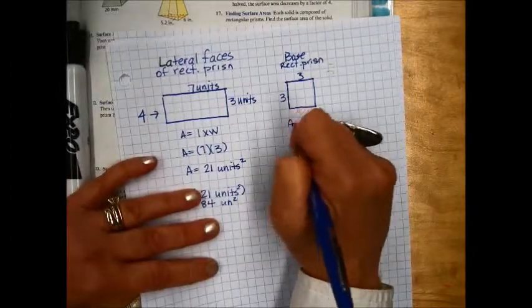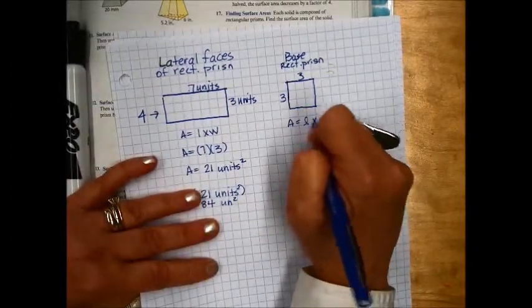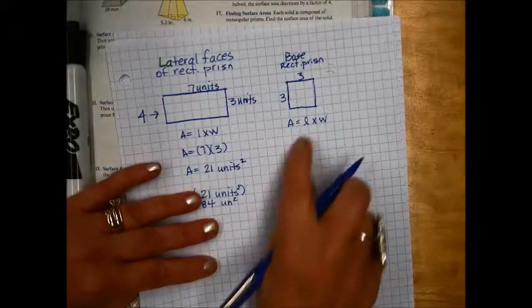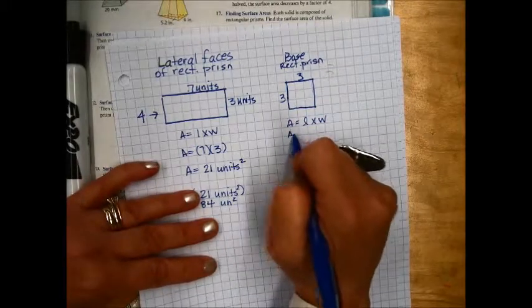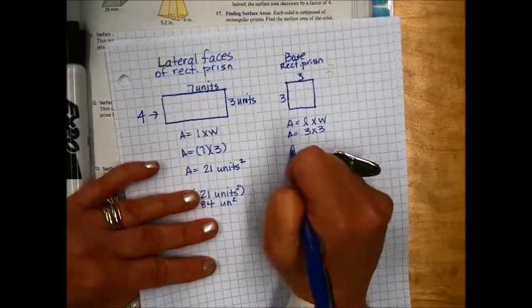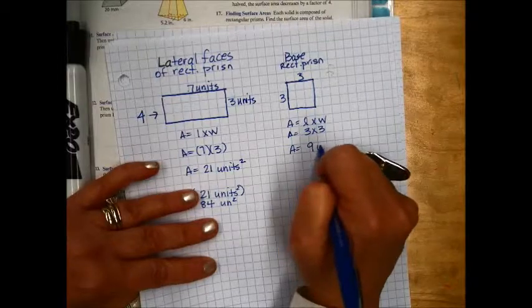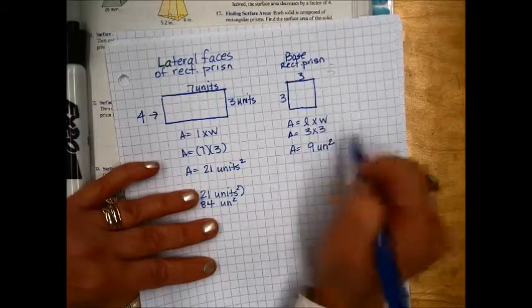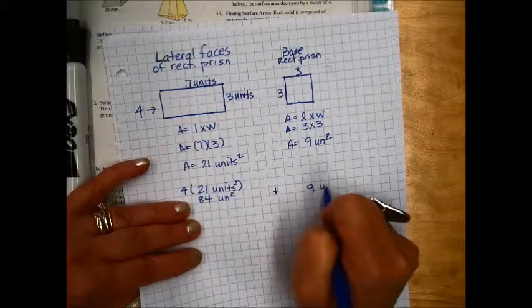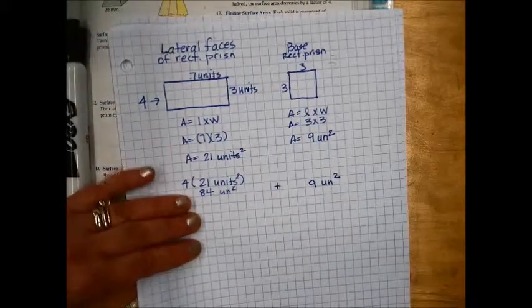So the area is length times width, and it's really a square, so squares are sides squared, but that's what you're going to get. It's the same thing. 3 times 3 is the same as 3 squared. So the area of the base is 9 units squared. So I have 84, and I'm going to be adding 9 units squared to that.